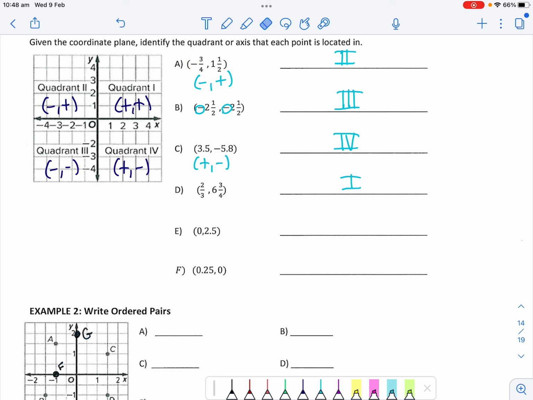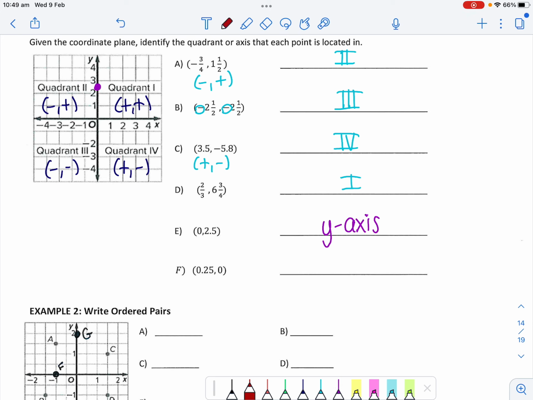Now for E and F, you can see that a 0 is included in my coordinates. So 0, 2.5 means stay at 0 and then go up to 2.5, which is in between 2 and 3. This point does not fall in one of the 4 quadrants. It actually falls on the y-axis. So we're going to state that it's on the y-axis and that it does not fall in a quadrant.